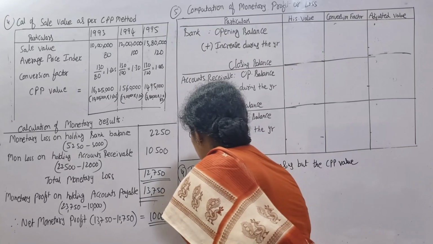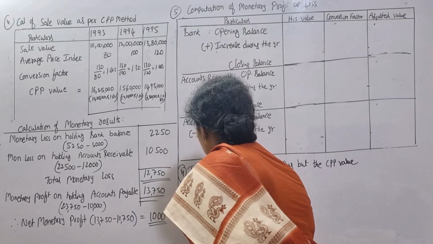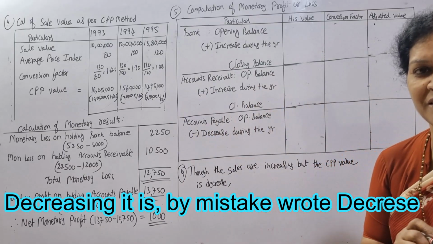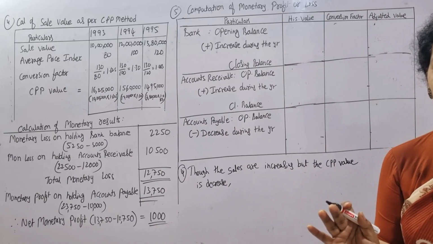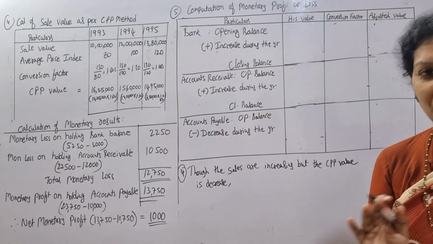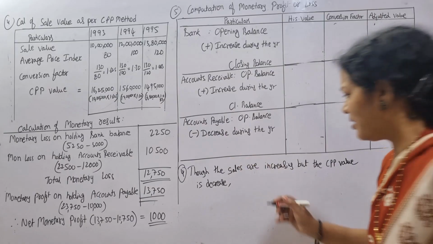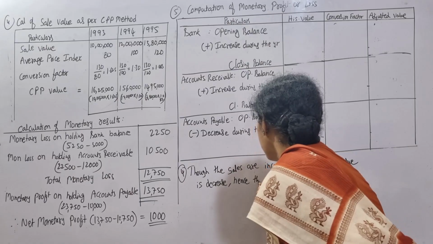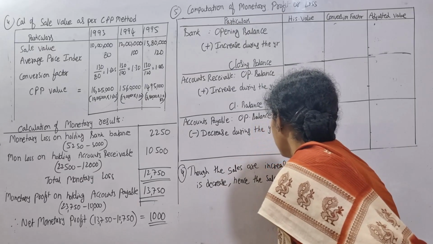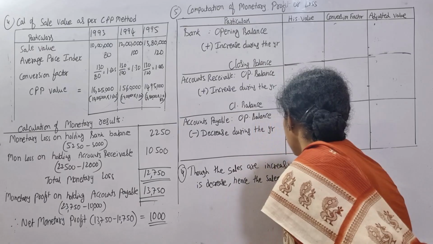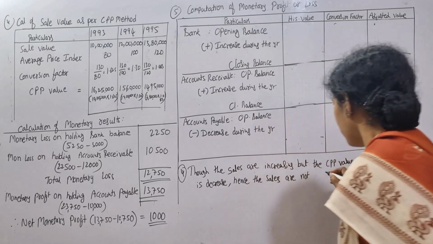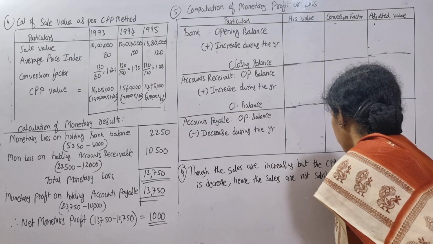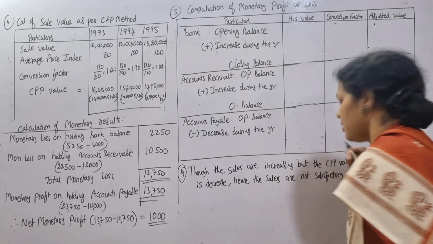Value is decreasing. What you can say? Hence, the sales are not up to the mark. The sales are not satisfactory. Anything you can write. Hence, the sales are not satisfactory. This is the comment you can write.